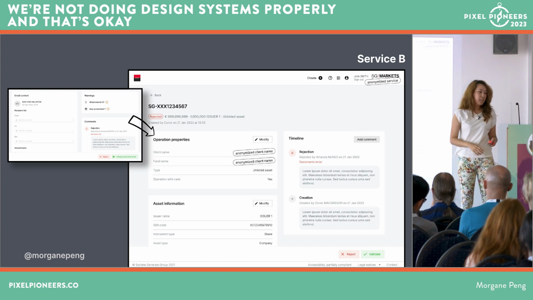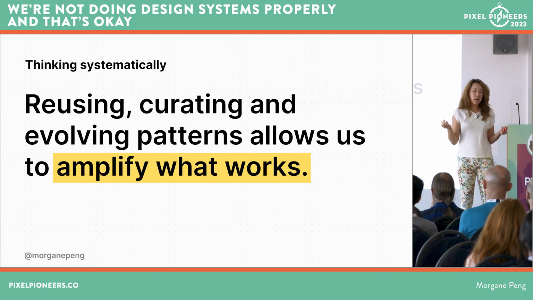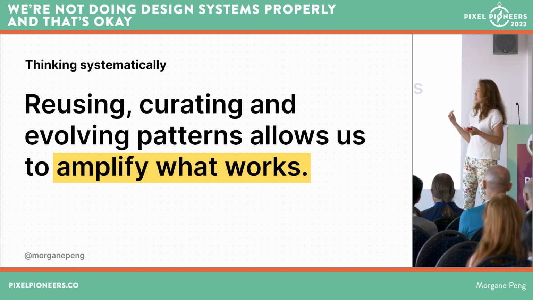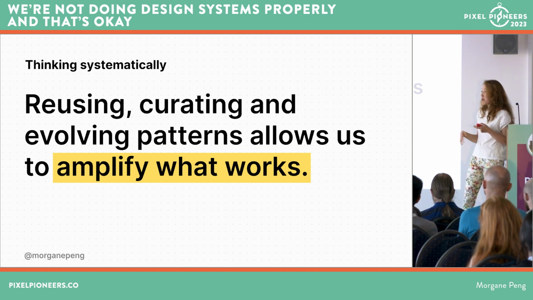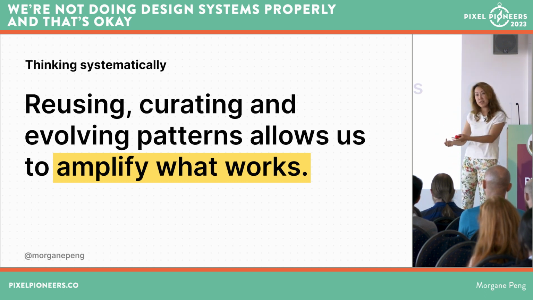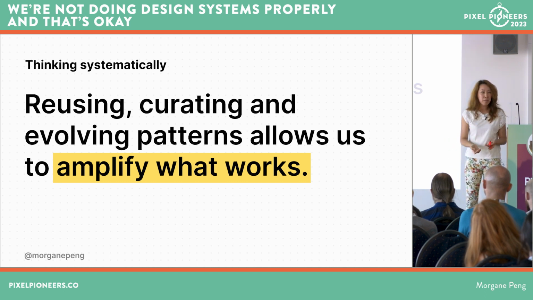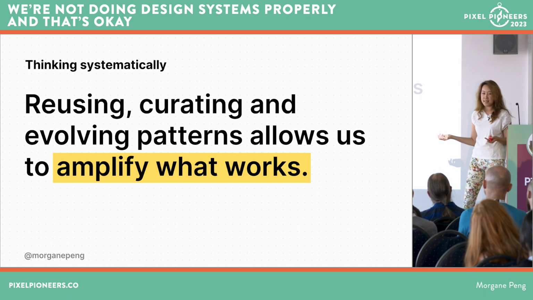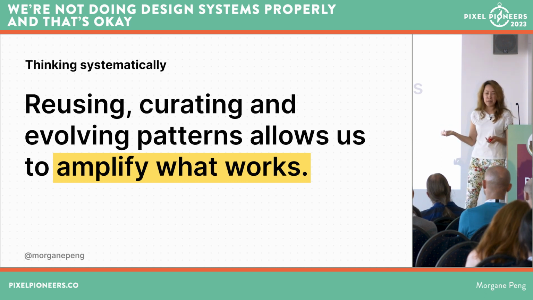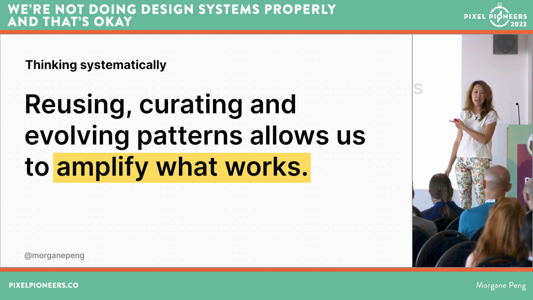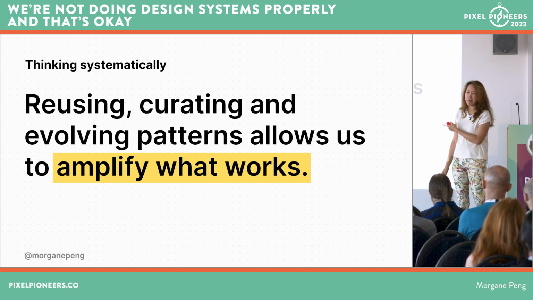So for us, the way we think about business patterns is that they allow us to design systematically. Because when we reuse, when we curate, and when we evolve those patterns, because they've been used, they've been studied, they've been usability tested in real tools that are used in production, we can then really amplify what works. It's our collective brain as designers. But again, this is a very nerdy way of introducing patterns and talking about design systems, because I can't say that to my top management, because they will be looking at me like, amplifying collective brain, what?